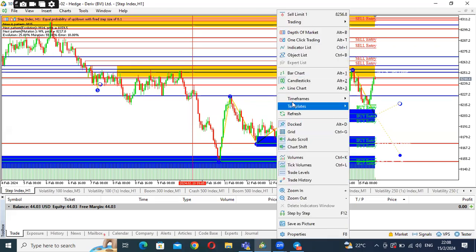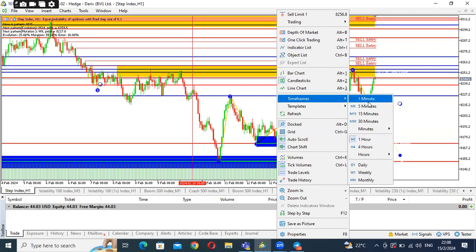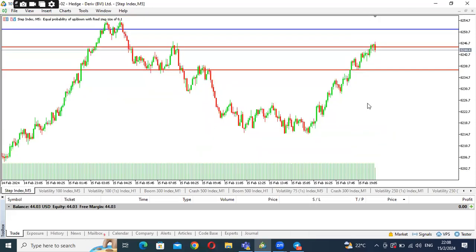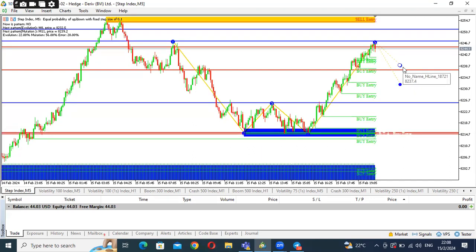So I'm going to check on a smaller time frame. As you can see on a bigger time frame, there is a red candle. So on M5, this is my projection. On M5, it has reached this node. That's why it's now selling. So let's wait for a sell entry on M5.